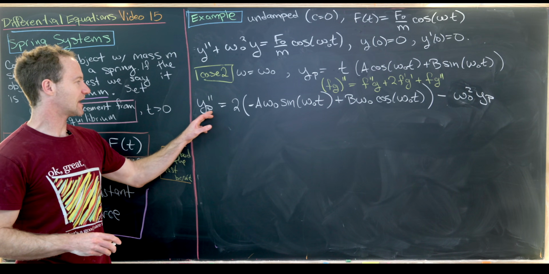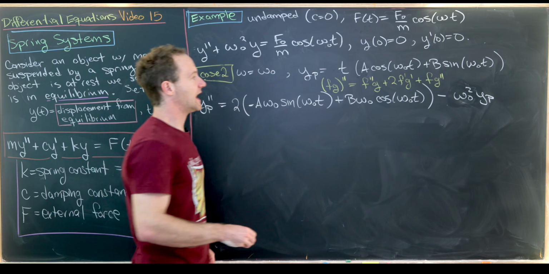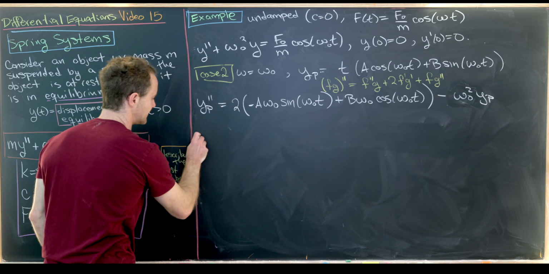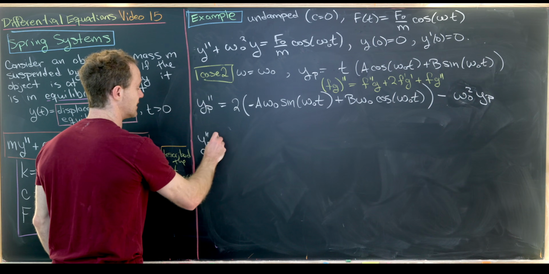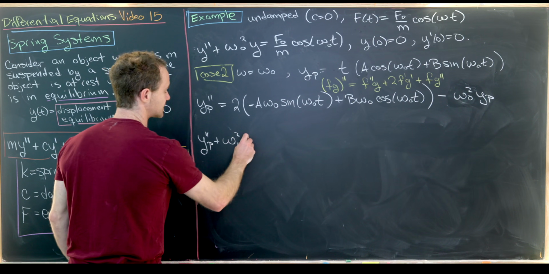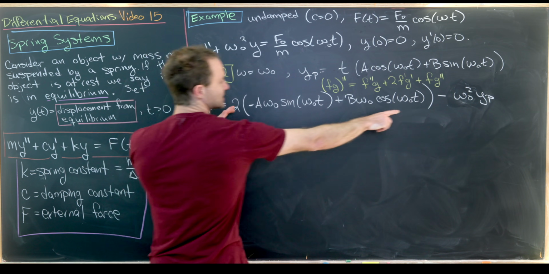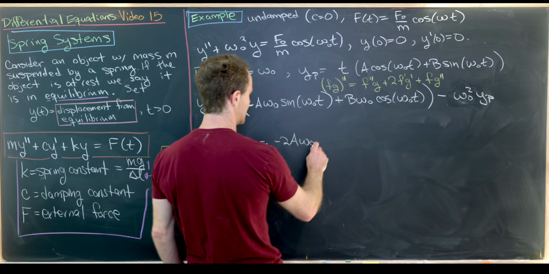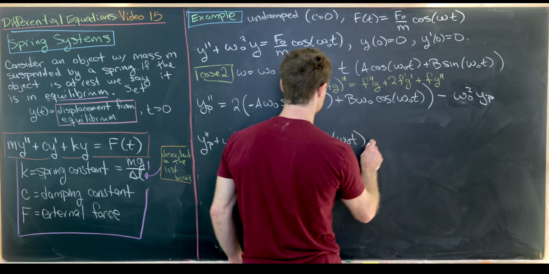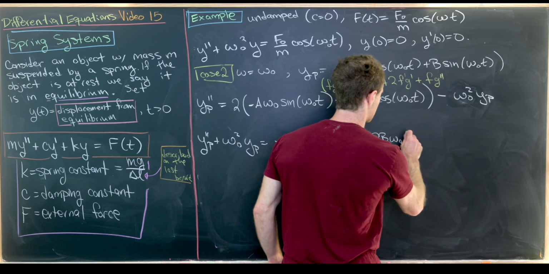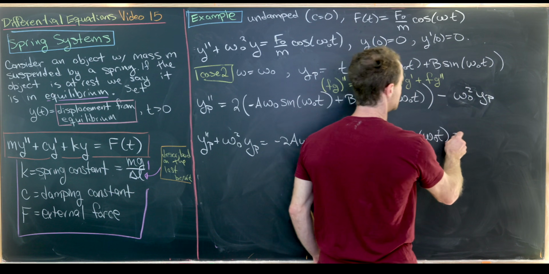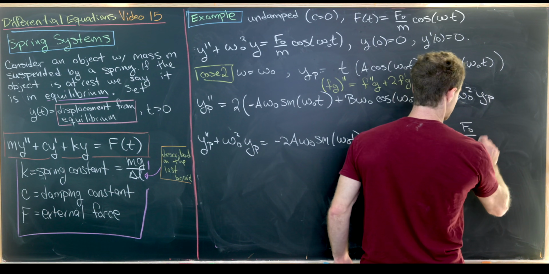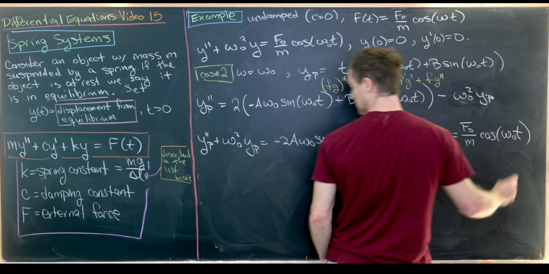Okay, so now let's add yp double prime with yp, and note that this will cancel this based off of our construction of our differential operator over here. So yp double prime plus omega naught squared yp will cancel down just to this stuff right here. So we'll have minus 2 times a times omega naught sine of omega naught t plus 2 times b times omega naught cosine of omega naught t. But then we need to impose that that's a solution to this differential equation. That gives us f naught over m times cosine of omega naught t.